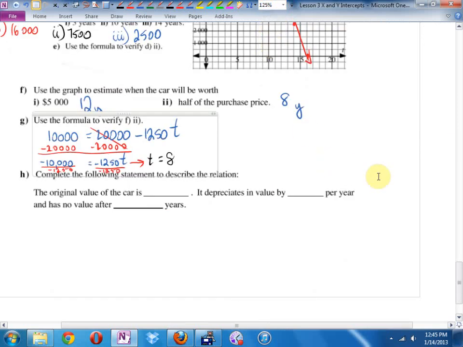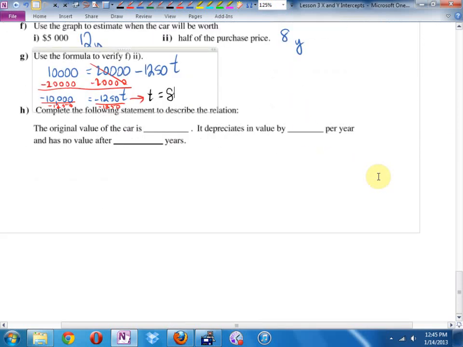It says, complete the following statement to describe this particular relation. The original value of the car is blank. What is the original value of the car? Which also happens to be the Y-intercept, yes? Oh, you mean intercepts also tell you the starting and ending thing? Yeah, they're important. 20,000?